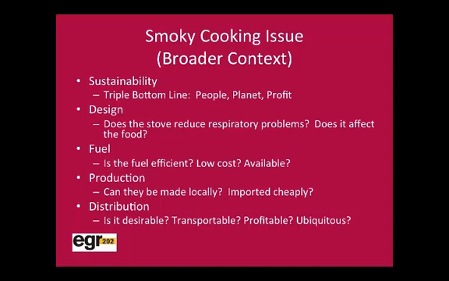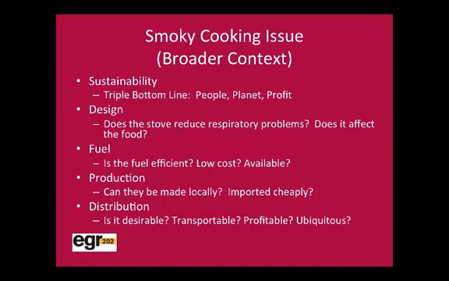One is sustainability. Sustainability is sustainable with a triple bottom line, which means sustainable for people, sustainable for planet, and sustainable for profit. You can talk about the design. Does a stove reduce respiratory problems? Does it affect the food? Affecting the food is a broader context because we didn't talk about that. We only talked about the health and the environmental issues. Another one is production. Can the stoves that you design be made locally? Can they be imported cheaply? That's something you might want to think about when you come up with your design.